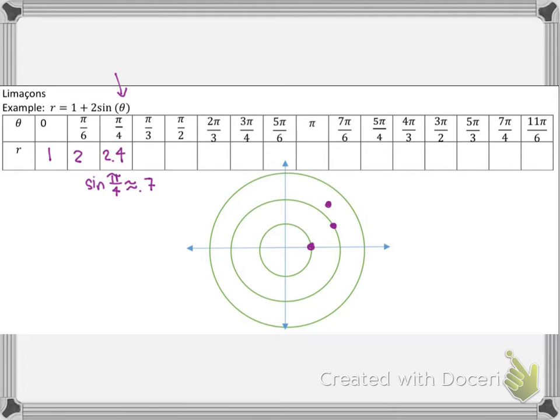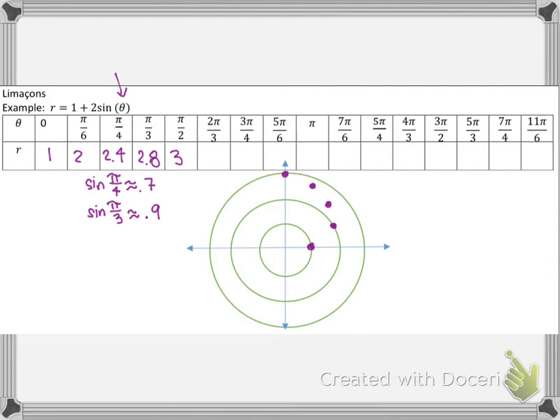Next, sine of pi over 3 is root 3 over 2, which is approximately 0.9. Double it. That would give us 1.8. Plus 1 would give us 2.8. So going in the direction of pi over 3, about 2.8 units. Maybe it's got to be a little bit closer to 3. Let me move that point out. Okay, at pi over 2, sine of pi over 2 is 1. Double it and add 1, we get 3.